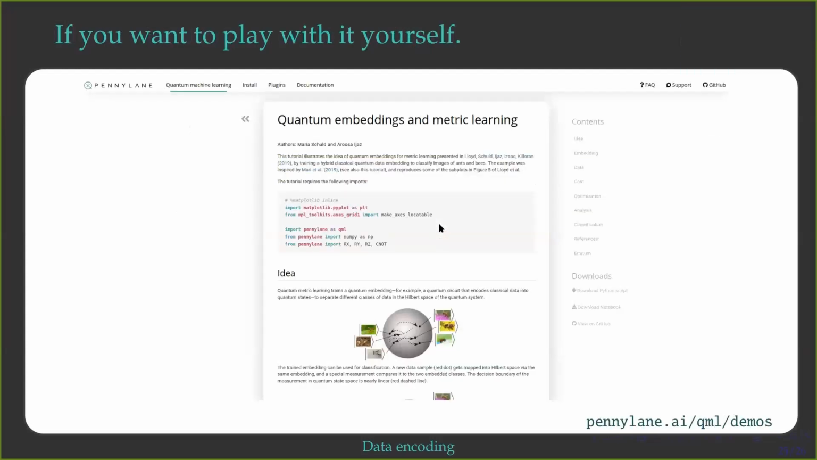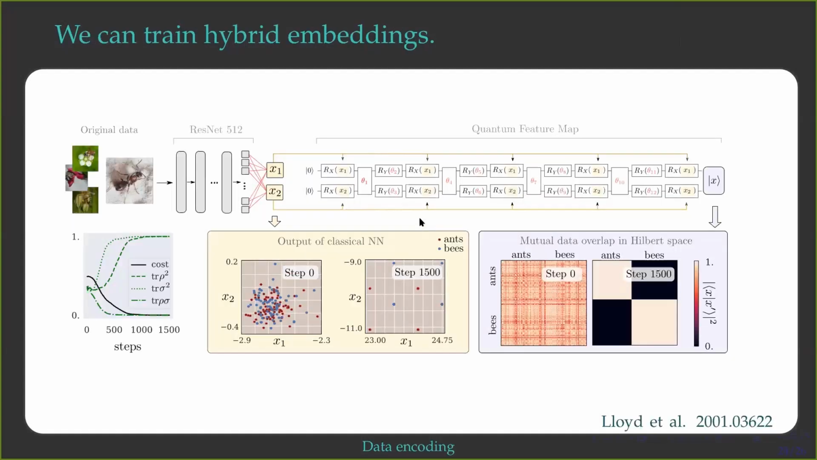So could I just interrupt quickly on that point? Yes. So in this network, you're learning the weights in the last layer of the classical network, and the theta is at the same time. Yes. Yeah. Okay. All right.